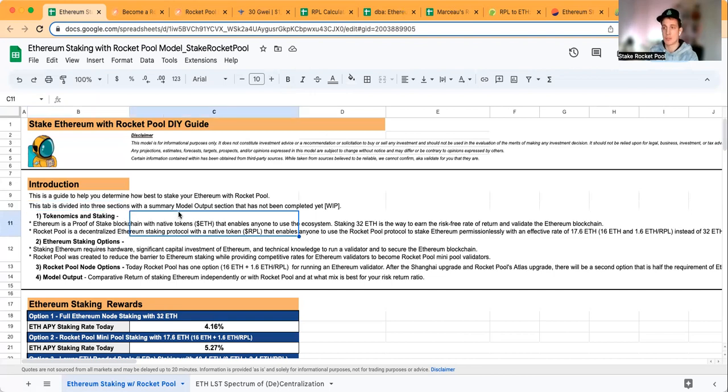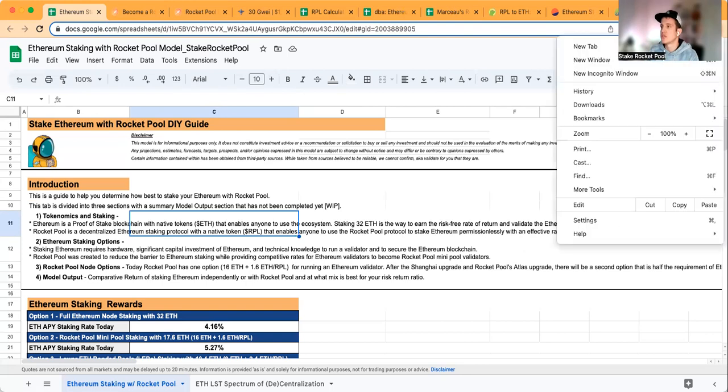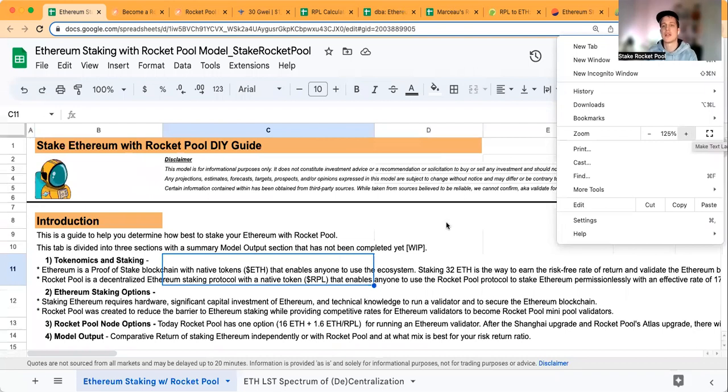So I thought it'd be a good opportunity to build on a couple of guides that are out there today on the Ethereum staking rate, estimated returns ahead, as well as a Rocket Pool return on investment and valuation model. Combining the two and adding a bit more to make it a DIY guide, I'm excited to share it with you. So without further ado, let me zoom in and go over our Stake Ethereum with Rocket Pool DIY guide.